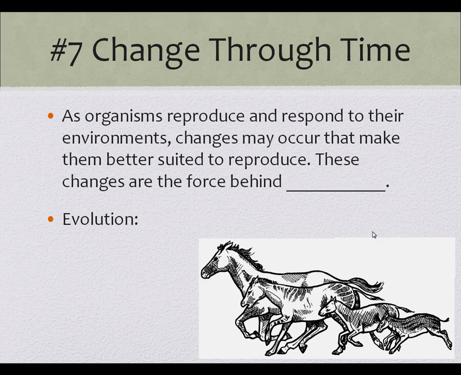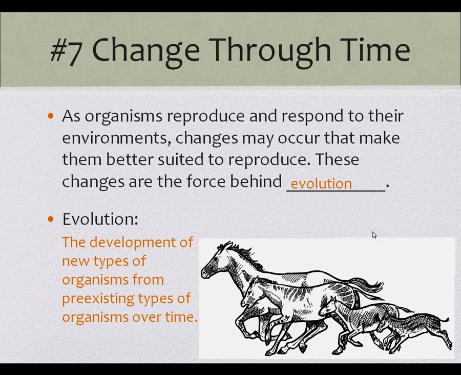And the final characteristic of all living things is that as organisms do all of these other things, as they reproduce, as they respond to their environments, their genetic information changes over time to create organisms that are better suited for the conditions and better suited to make more offspring. We call the force behind these changes evolution. These small changes in genetic information can lead to new types of organisms from pre-existing organisms given enough time.